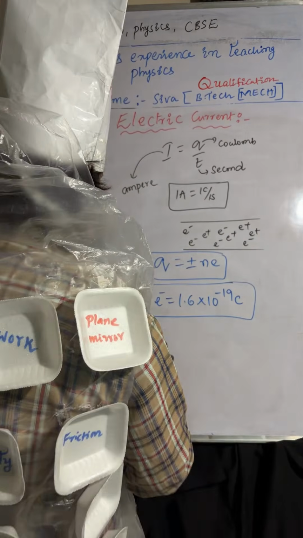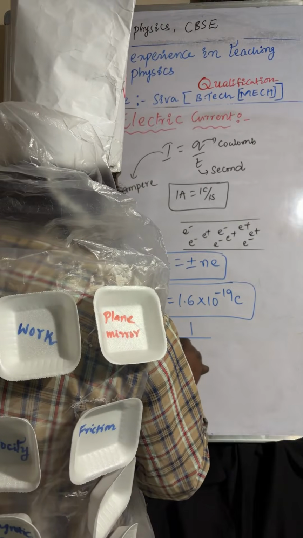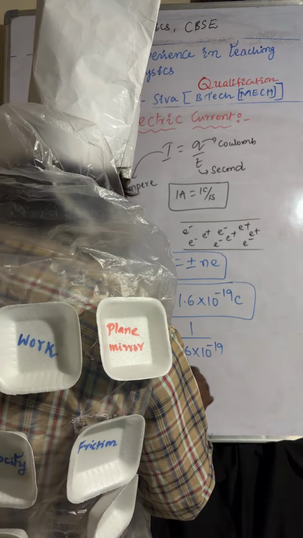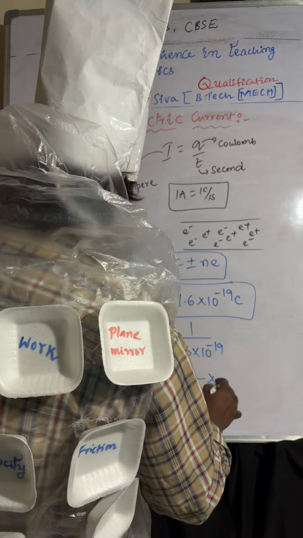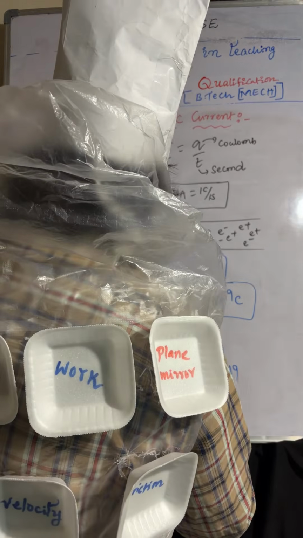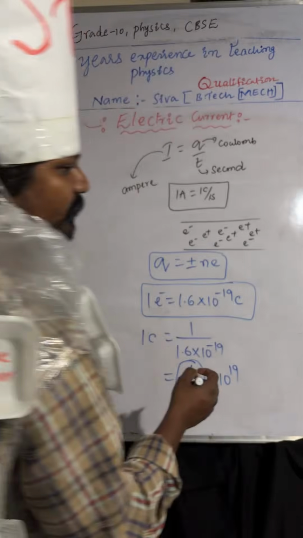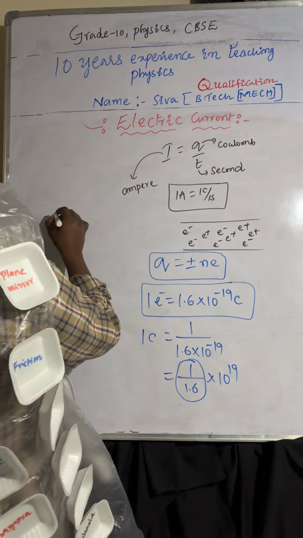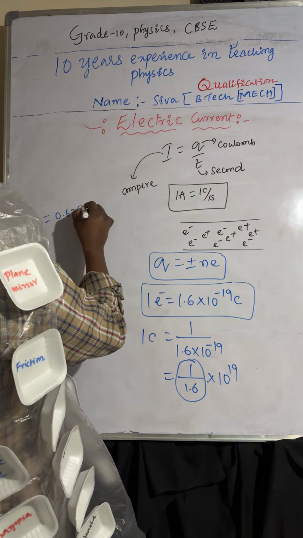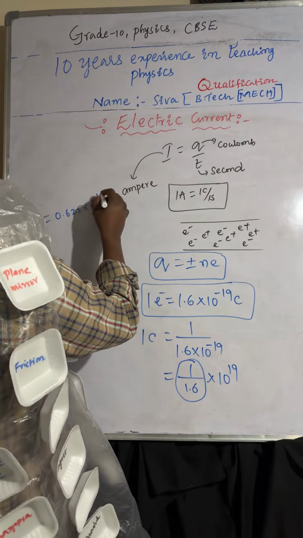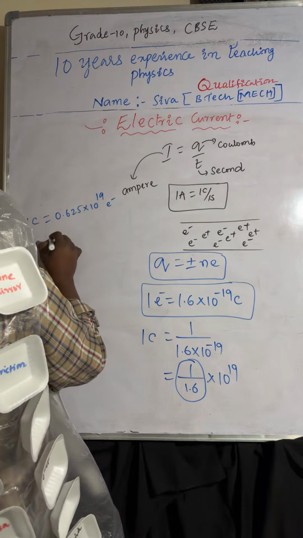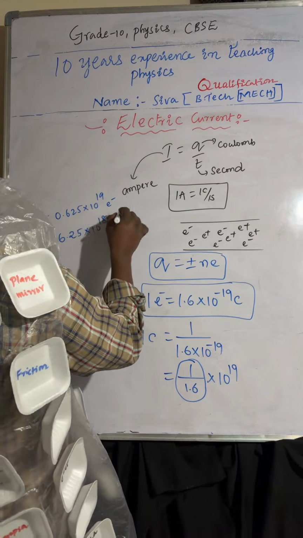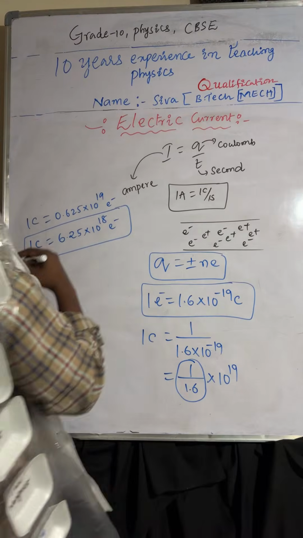In 1 coulomb, the number of electrons is 1 by 1.6 into 10 power minus 19, which goes up as 1 by 1.6 into 10 power 19. 1 by 1.6 is 0.625, so 0.625 into 10 power 19 electrons, that is 6.25 into 10 power 18 electrons are present. Okay, this is a very important number.